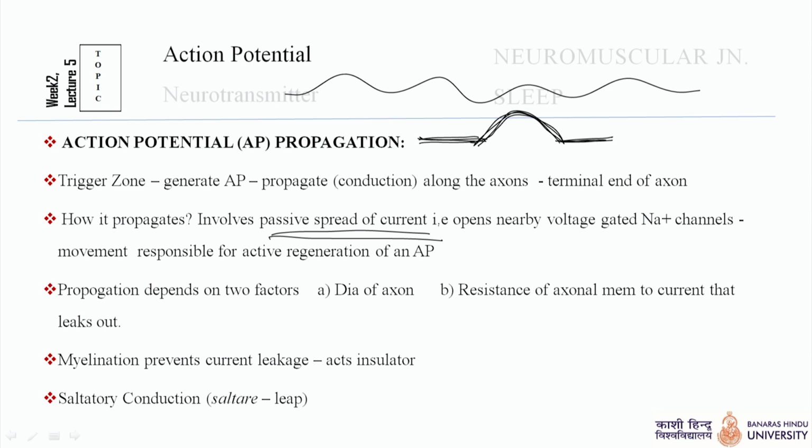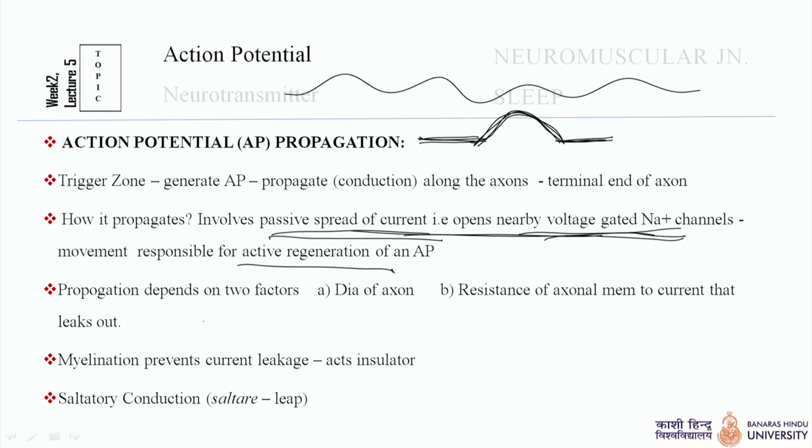Slowly it is opening the nearby voltage gated sodium channels. That is how the movement, the propagation of this action potential depolarization from the axon hillock to the axon terminal is possible. Because of this passive spread of current, opening the voltage gated channels of the nearby membranes, this is how it causes the action potential propagation.